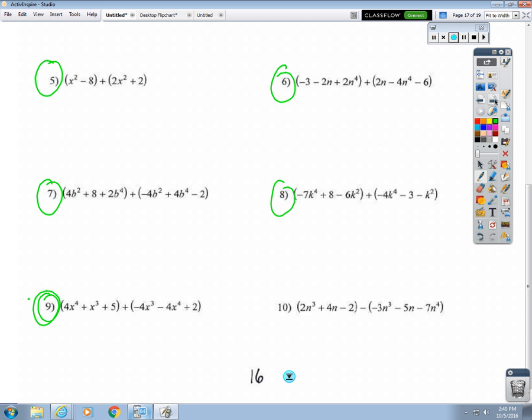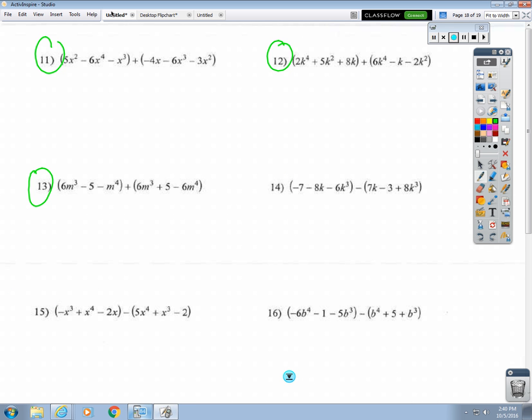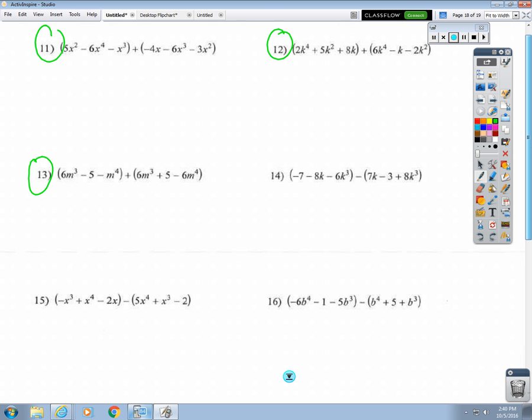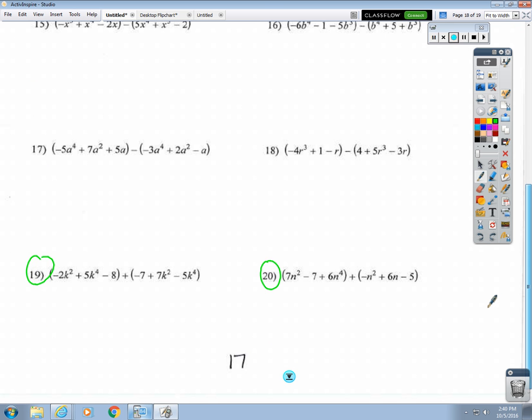Now go to the next page. And 11, 12, 13 needs to be circled. And not 17. 17 is subtraction. 19 and 20. So that's 11 total addition problems you need to work on. We have some time in class, so work until I say switch out. The rest is homework.